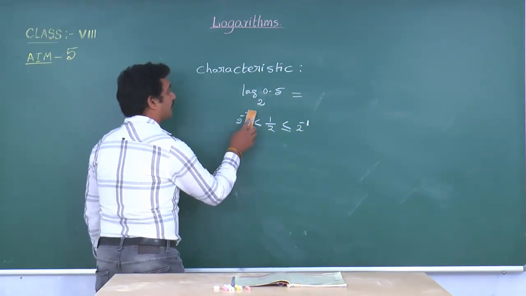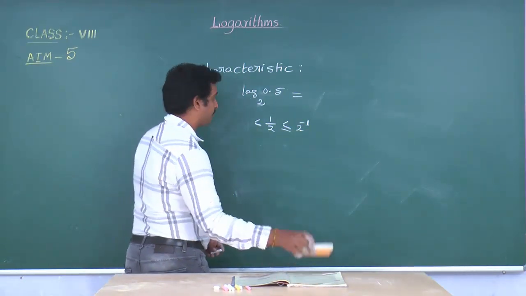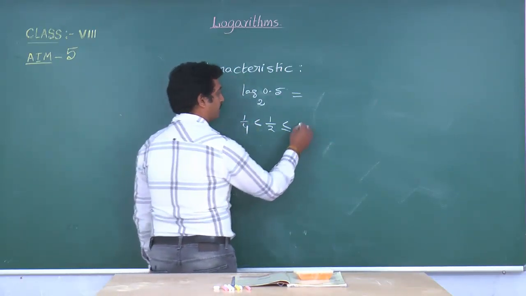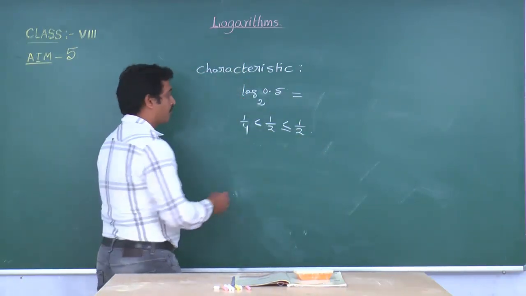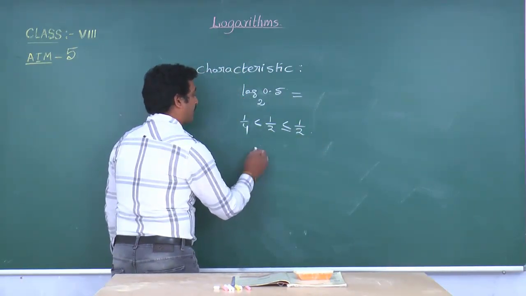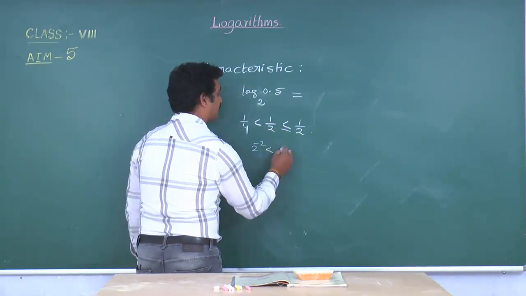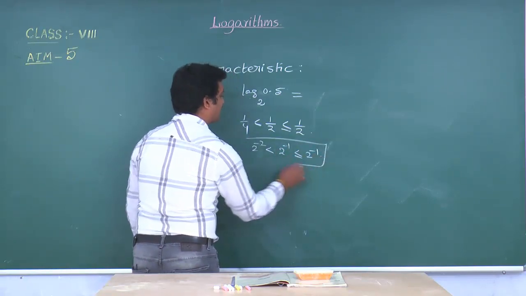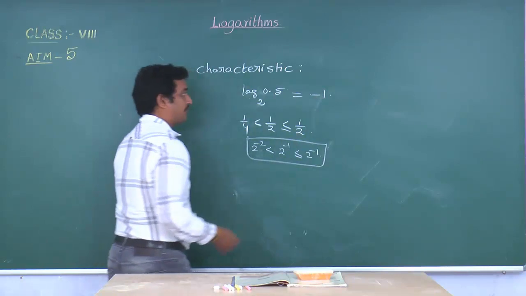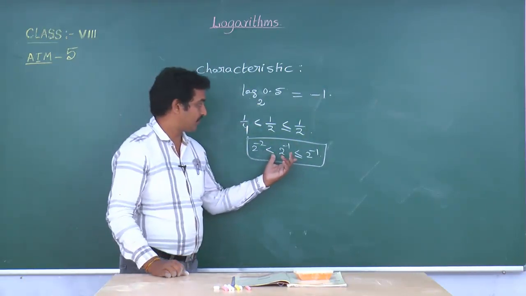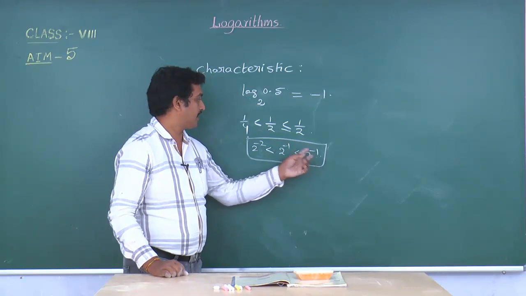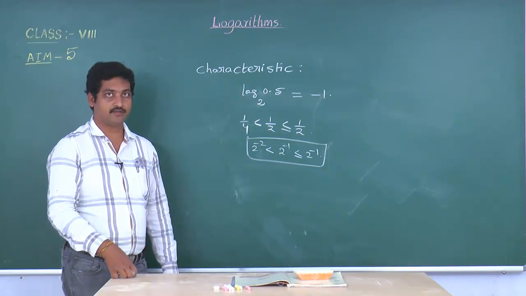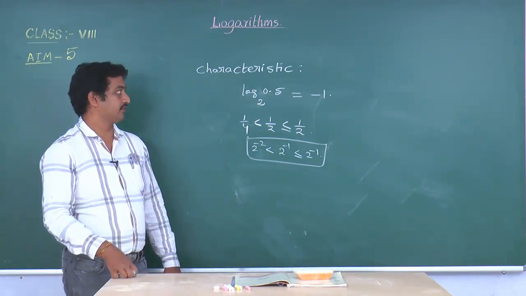Otherwise, 1 by 4 is less than 1 by 2, which is less than or equal to 1 by 2. Therefore, 2 power minus 2 is less than 2 power minus 1, which is less than or equal to 2 power minus 1. Therefore, what is its characteristic? Minus 1. Because, applying the logarithms on both sides, 1 by 2 lies between minus 2 and minus 1. Its characteristic is minus 1.